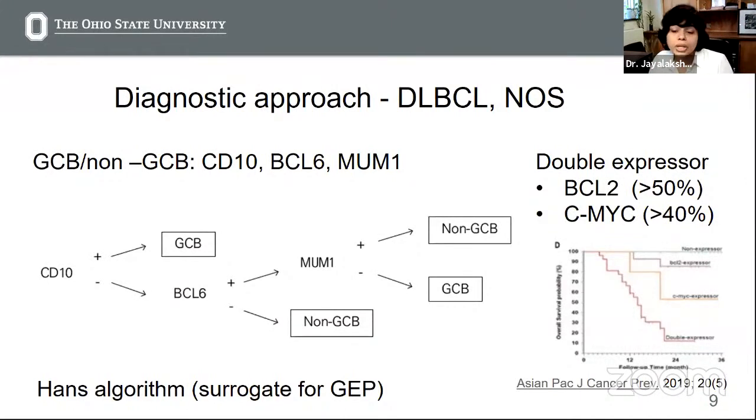Then, in addition to this cell of origin classification, we need to do BCL2 and MYC. And the MYC cutoff usually uses 40%, and the BCL2 cutoff usually uses 50% to see their expression. And if both are expressed at protein level, this is a double expressor phenotype, which has a significantly lower overall survival rate compared to the negative ones.